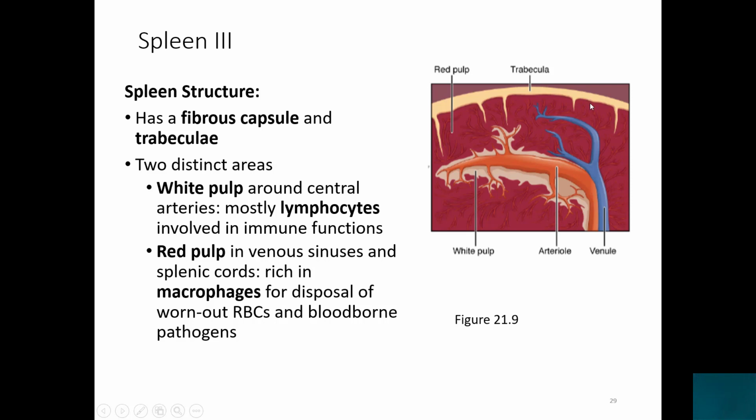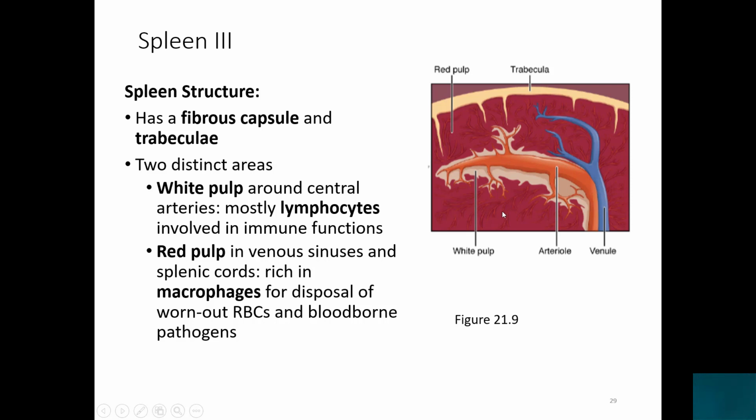Spleen structure. Spleen is covered with a thick fibrous capsule with trabeculae going into it and separating it into several parts, pulps. Two areas in the spleen that you can see under the microscope would be white pulp. Usually you can find that area next to the arterioles, and red pulp.